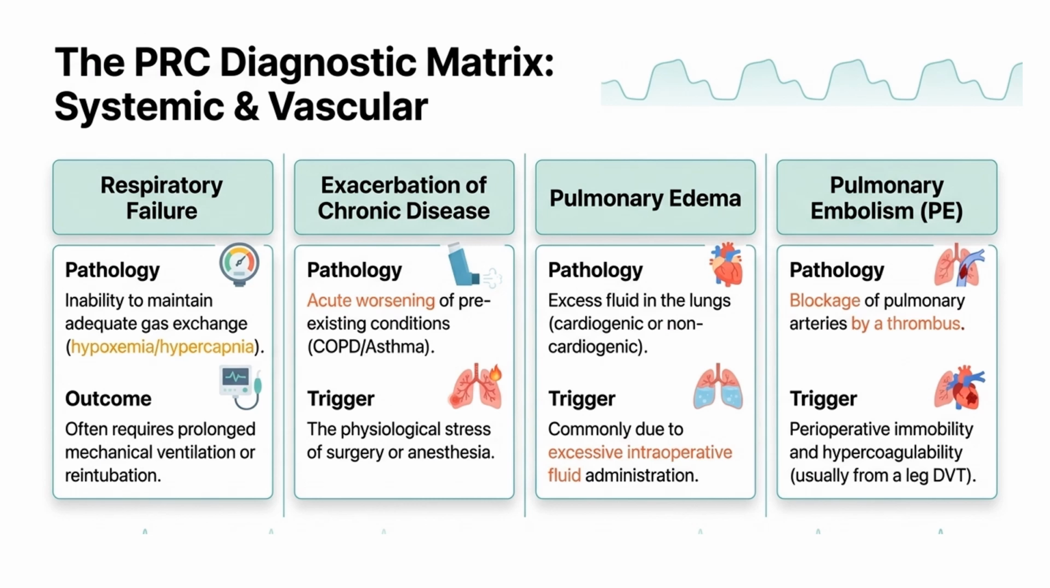So what are the systemic complications? Previously we saw the infective problems. Now we can see the systemic and vascular problems, mainly respiratory failure, and hypoxemia or hypercapnia can develop. And then exacerbation of chronic disease like asthma or COPD. Pulmonary edema can occur and pulmonary embolism can also be triggered. So these are the complications that can develop after surgery.